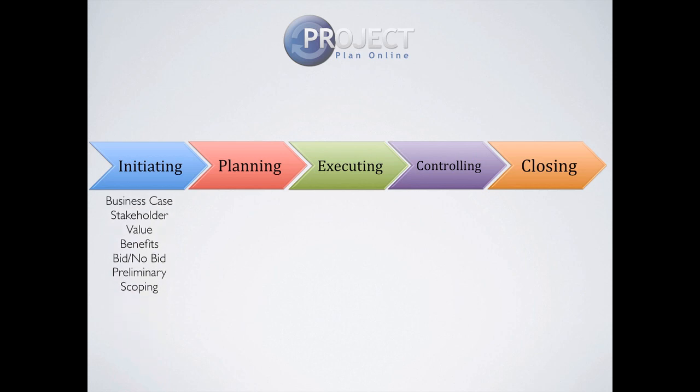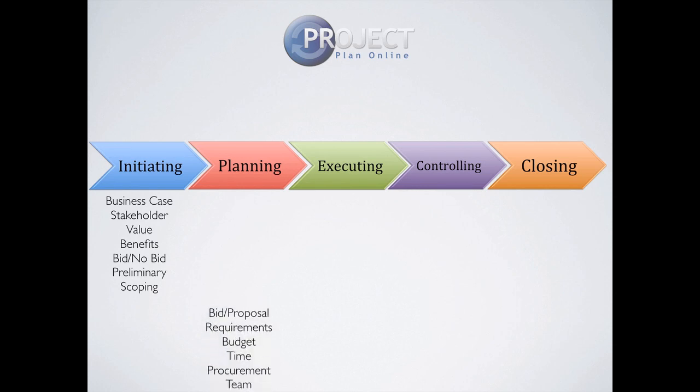Let's look at each of these in turn. Firstly, we have the initiating step. This is where you put together a business case, define the stakeholder value for undertaking the project, detail the benefits the project will bring to the organisation. If you're in a competitive bidding situation, you would make a bid/no-bid decision on whether you want to chase the opportunity, and this is where you would put together a preliminary scoping document.